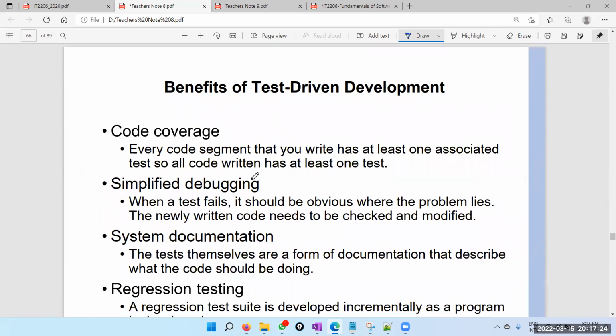Right. So, benefits of test-driven programming. As I told you, the earlier you find the bugs, the better. It will reduce cost and developers' frustration and so many things.